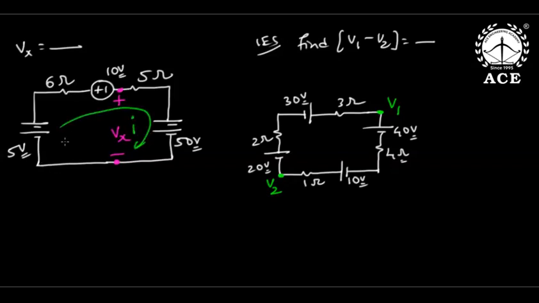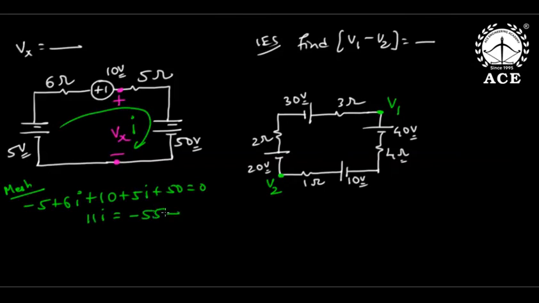Mesh is a closed path current. So if I do mesh analysis, it is minus 5 plus 6i plus 10 plus 5i plus 50 is equal to 0. So 11i is equal to minus 55, so I is minus 5. Minus 5 confirms that the actual mesh current is going anti-clockwise, 5.